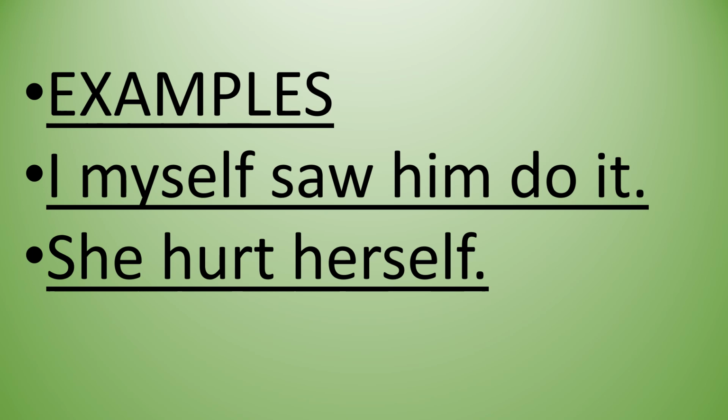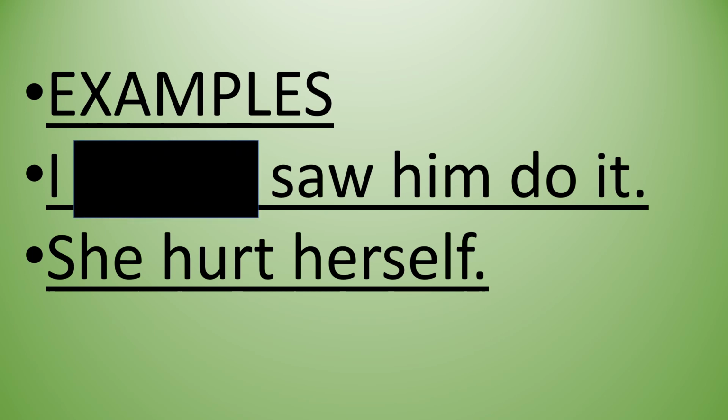Now see with the help of examples what is the difference between reflexive pronouns and emphatic pronouns. See the first example, I myself saw him do it. In this sentence, myself is an emphatic pronoun because it is used just for the sake of emphasis. If I remove myself, the meaning of the sentence will not change. See, I saw him do it. The meaning is still the same because I was using myself only for emphasis.